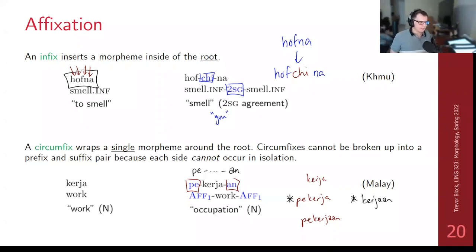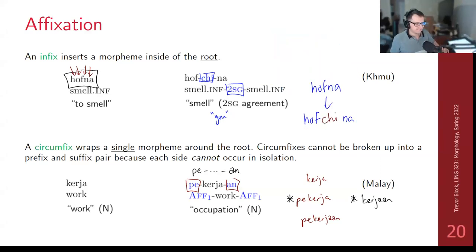So prefixation and suffixation are a big part of English. But we do have one case in English where we use infixation. Anyone know where that might be? Expletive, you're absolutely goddamn lutely right.